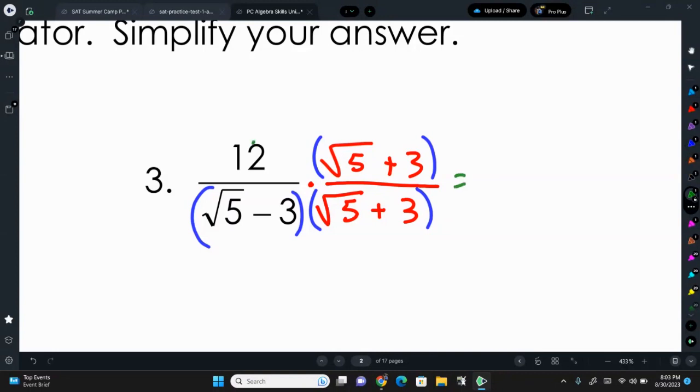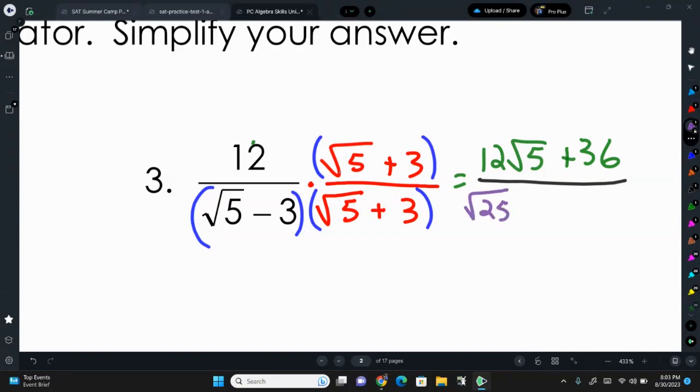Okay, so the numerator, we distribute the 12 to both things. So we have 12 times the square root of 5 plus 36 over the square root of 5 times the square root of 5, which is the square root of 25. Negative 3 times the square root of 5 is negative 3 times the square root of 5. Positive square root of 5 times positive 3 is positive 3 times the square root of 5. And then negative 3 times 3 is negative 9.